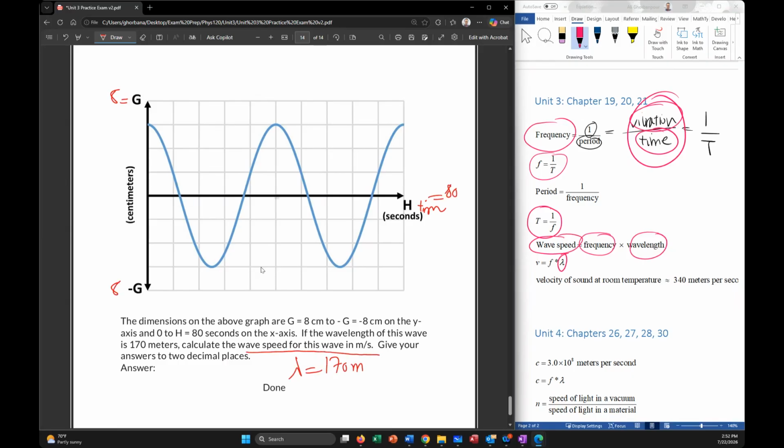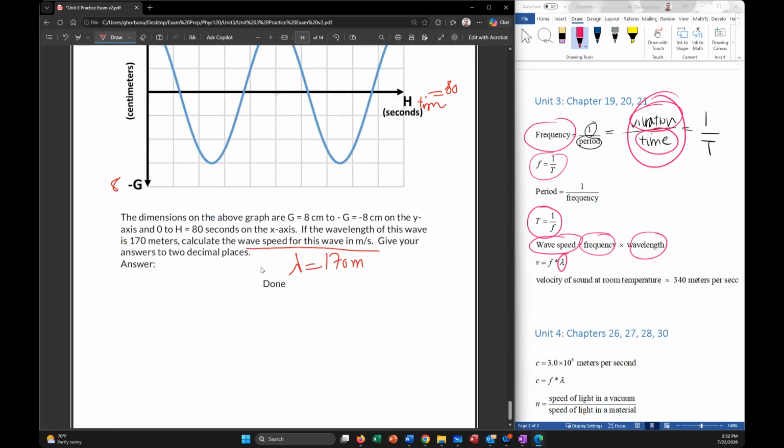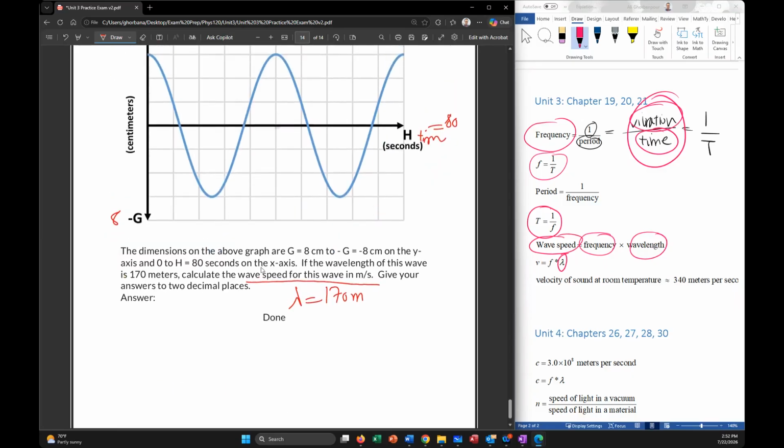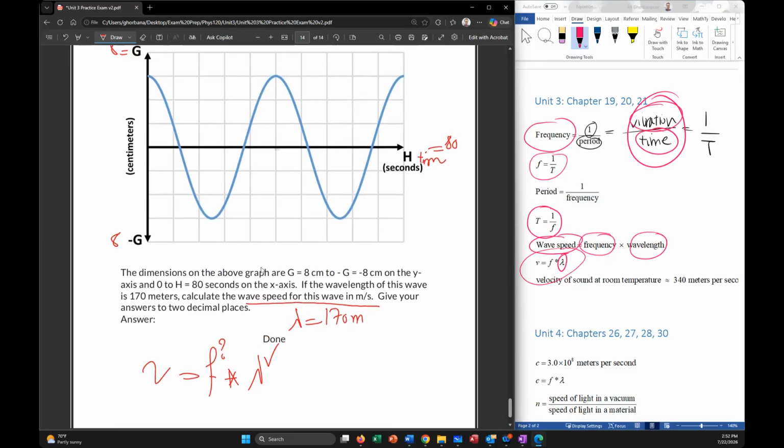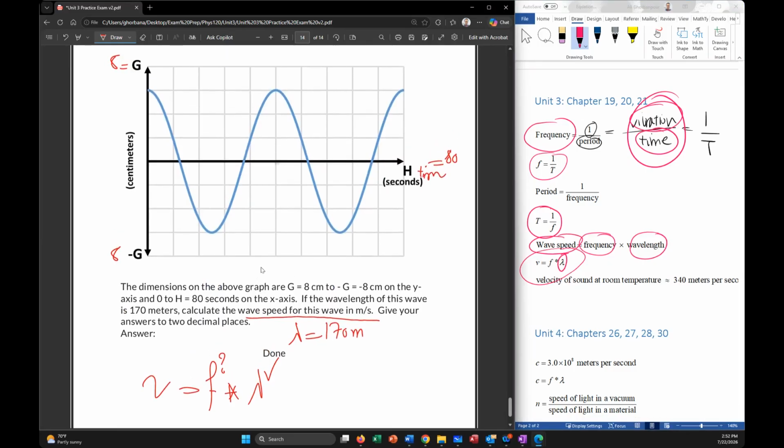Okay, what is the speed? How can we calculate the speed? The speed formula is frequency multiplied by lambda. I have lambda, I don't have frequency. It means that this question is asking me to use this graph and find the frequency. I can find the frequency because this is displacement with respect to time, and time can help me to find the period.